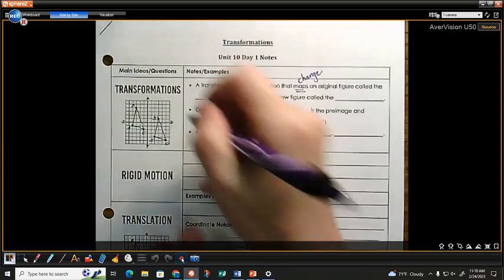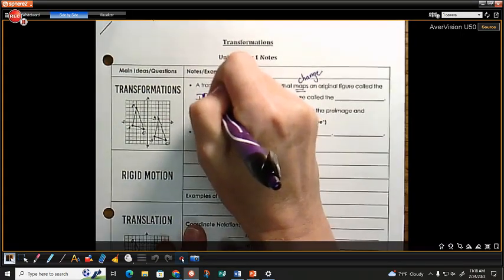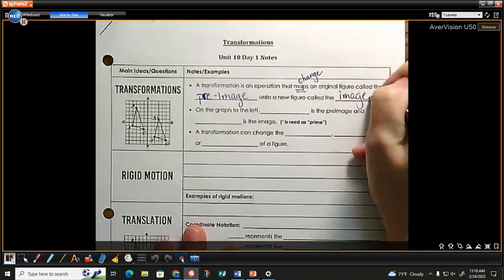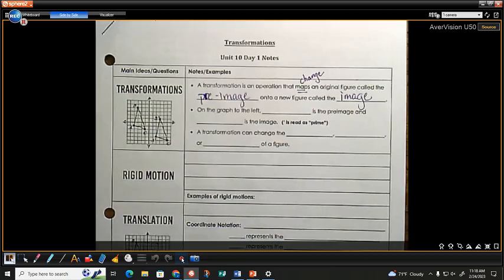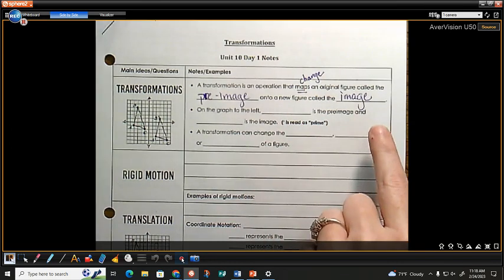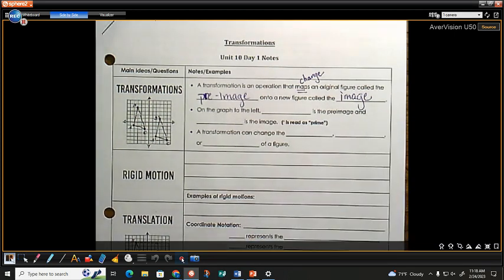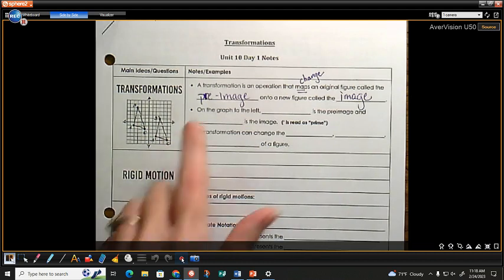Pre-image and image. Those are called the pre-image and the image. And what do you think about why they're called that? All of you people who use your phones to do social media, Snapchat pictures, all that, is the thing on your phone the original you? Yeah. No, it's an image of you. The new figure on your phone that didn't exist before you took the picture is your image. The thing that existed before the picture is the pre-image.